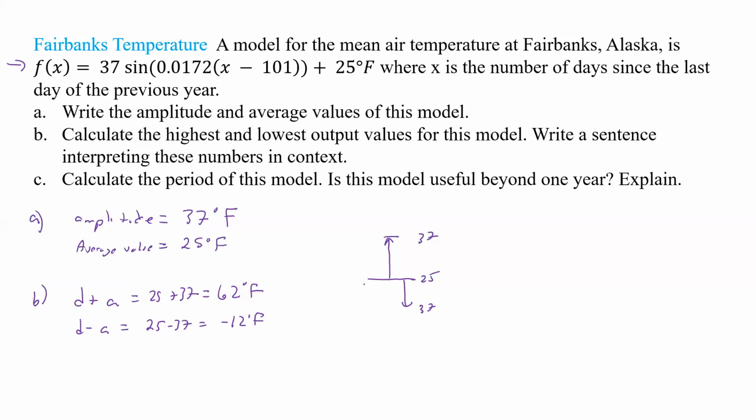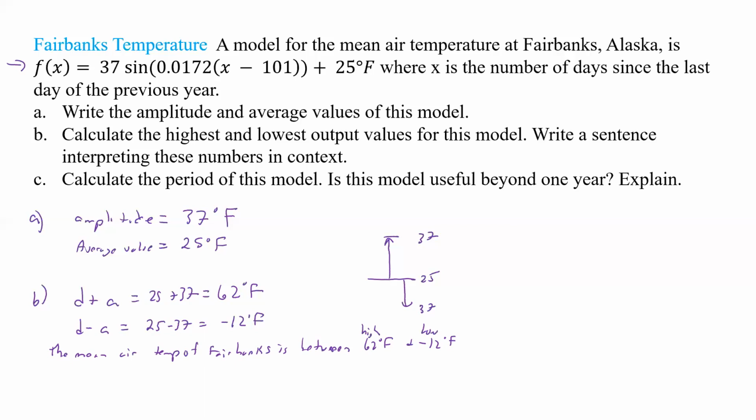And so write a sentence interpreting these in context. Well, we can say, what was this? The mean air temperature. So we can say the mean air temperature of Fairbanks is between 62 degrees Fahrenheit and negative 12 degrees Fahrenheit, or something like that. Okay, so that's going to be our high, and that's going to be our low.